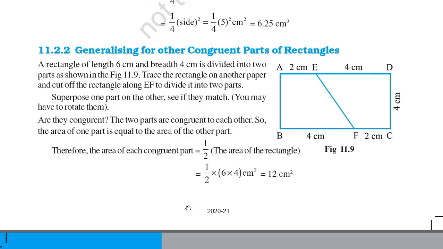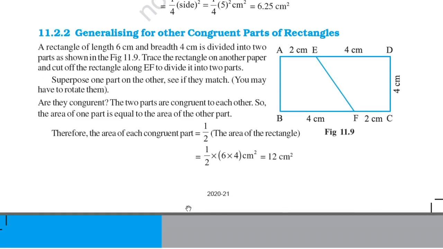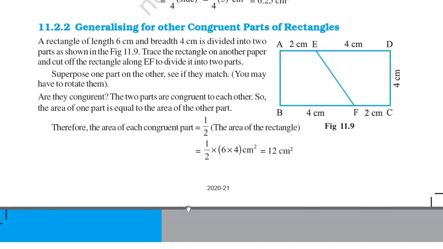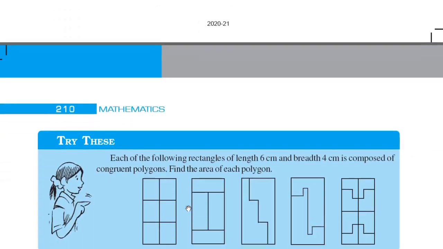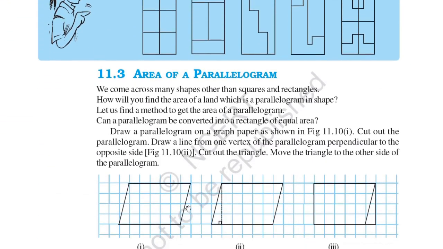Are they congruent? The two equal parts are congruent to each other, so the area of one part is equal to the area of the other part. Therefore the area of each congruent part is 1 by 2 the area of the rectangle. So 1 by 2 into 6 into 4 centimeter square will give 12 centimeter square. So the area of a parallelogram. So we come across many shapes other than squares and rectangles.